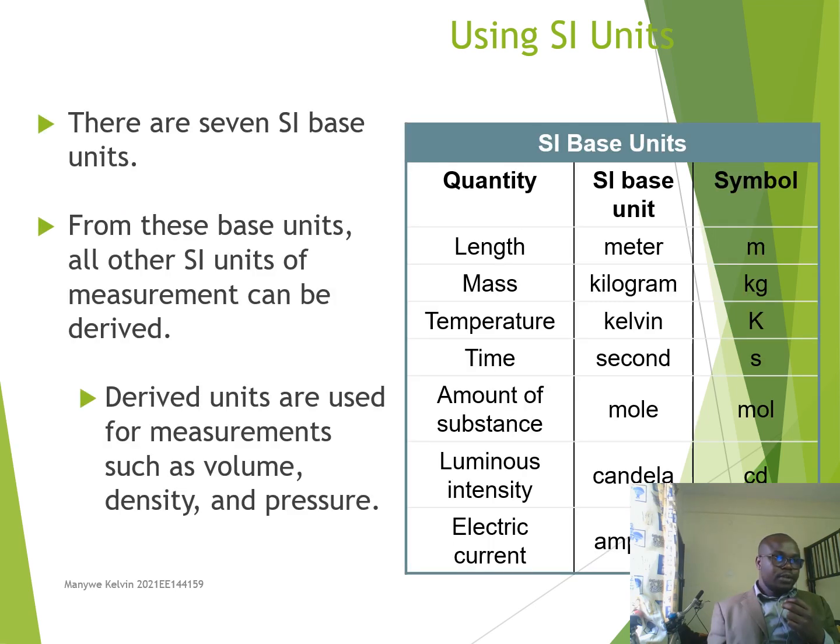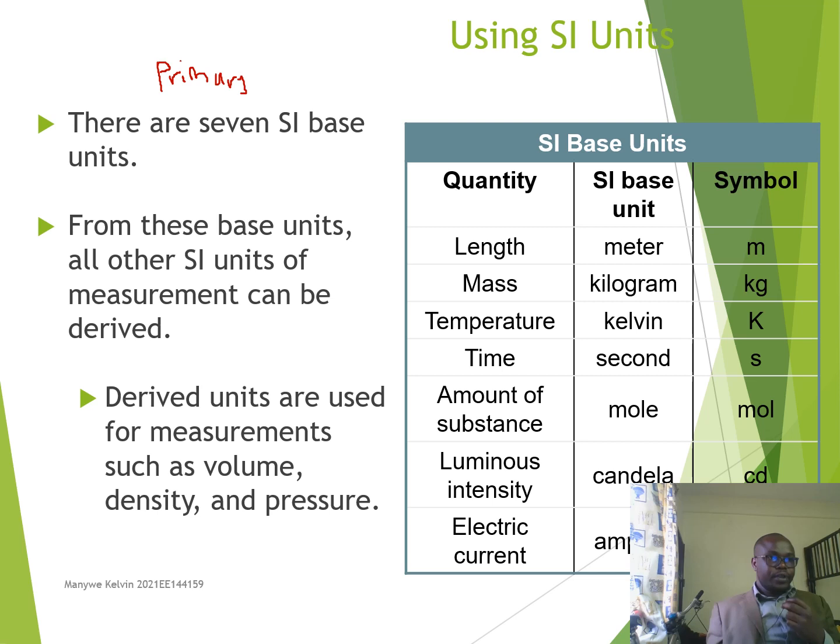Now, there's another concept I want you to get. We call them base units. We can also call them primary units. What are these? There are 7 in number. These are the units from which we get all other units. The other units apart from these are called derived units. For instance, we'll start by naming the 7 base units.